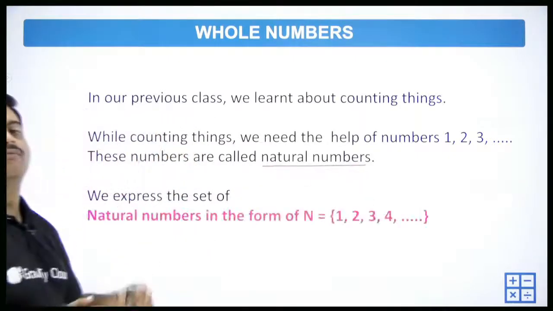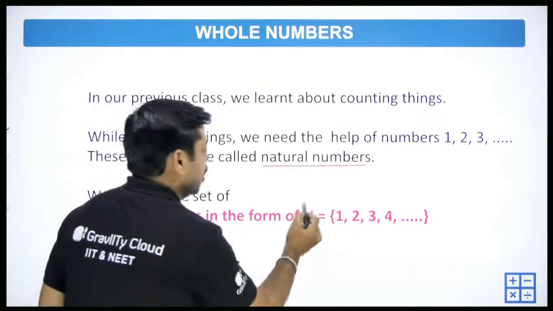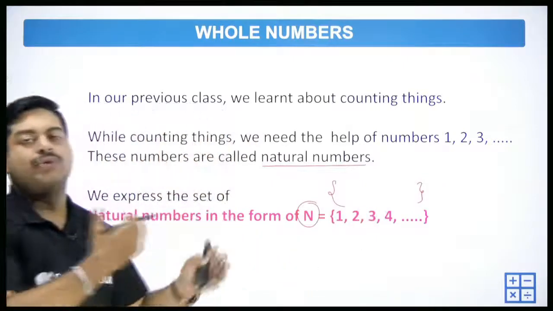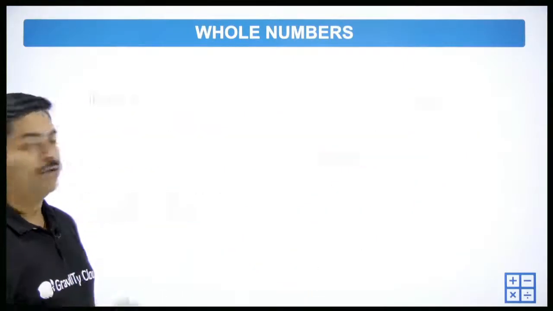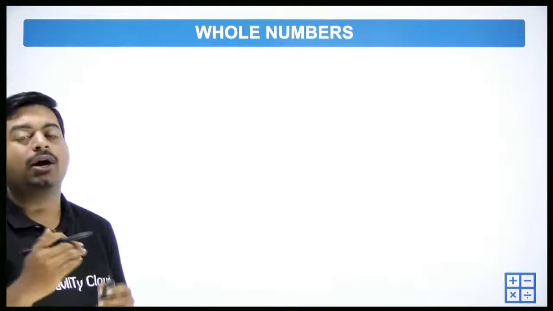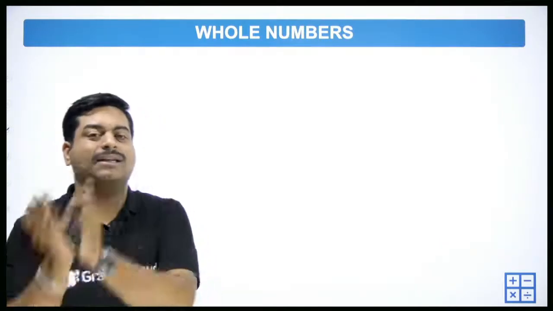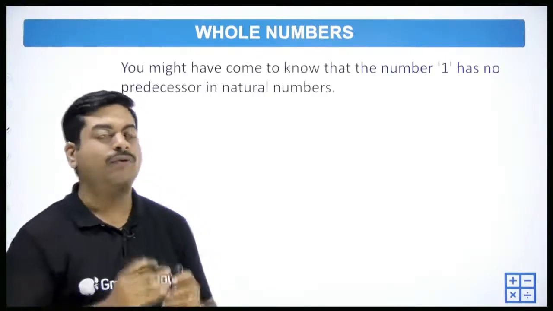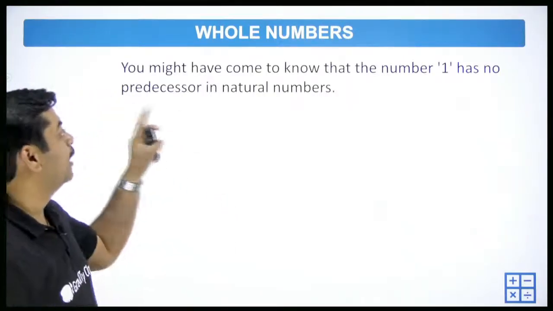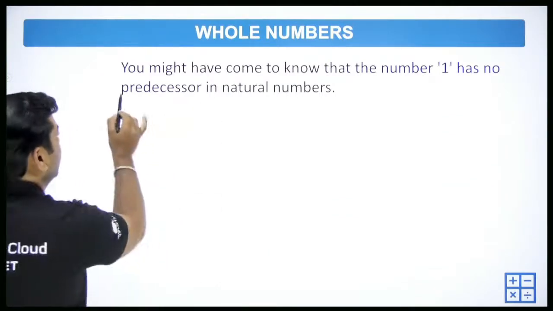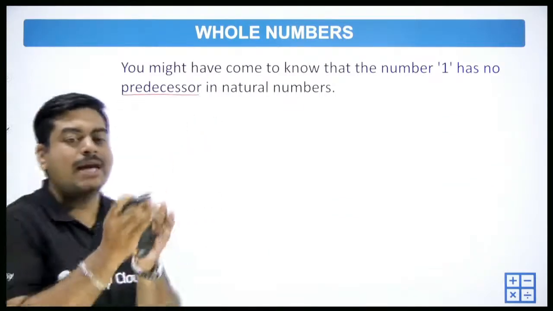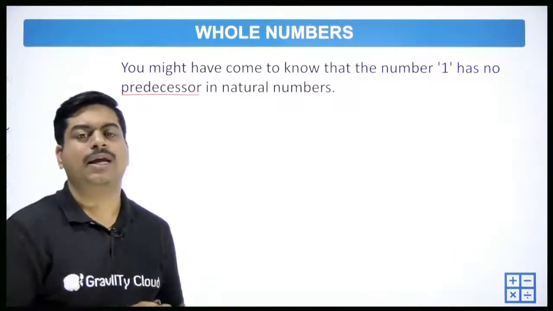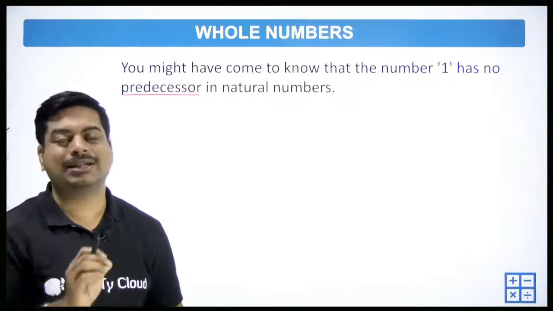And how to represent them? We use the notation N, with brackets that represent the set of 1, 2, 3, 4 and so on. In the same way we also discussed what are whole numbers. For 1 we have a successor. Successor means the next number, but in natural numbers, for 1 we don't have a predecessor, that means a number before 1. But there is still a number before 1, and that number is 0.